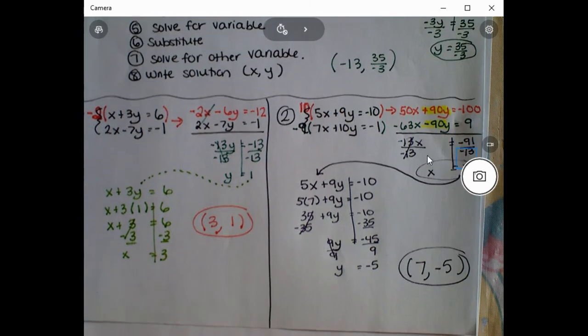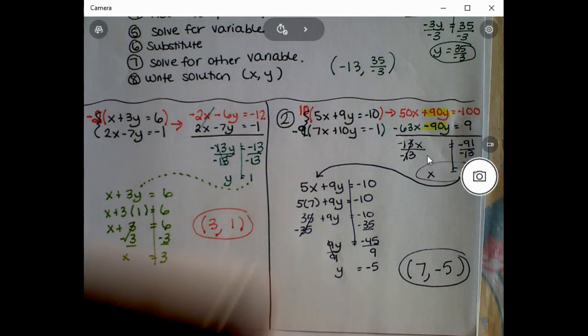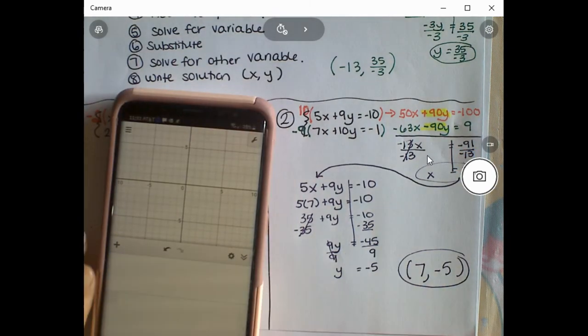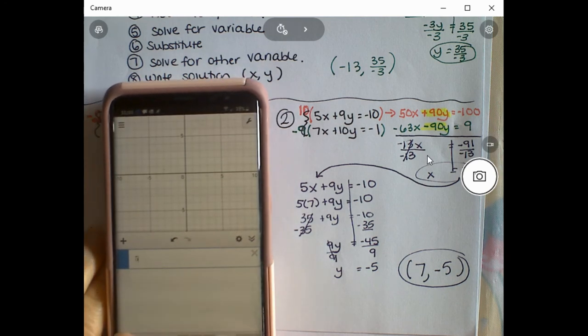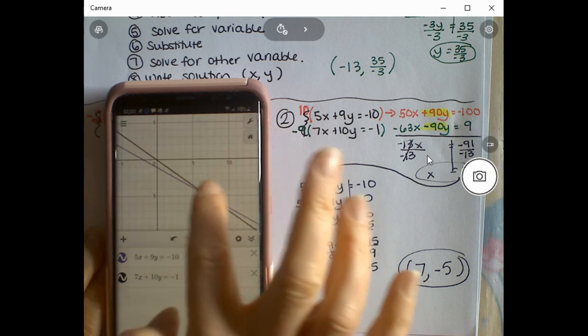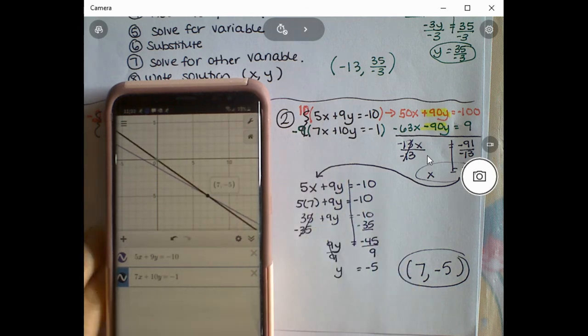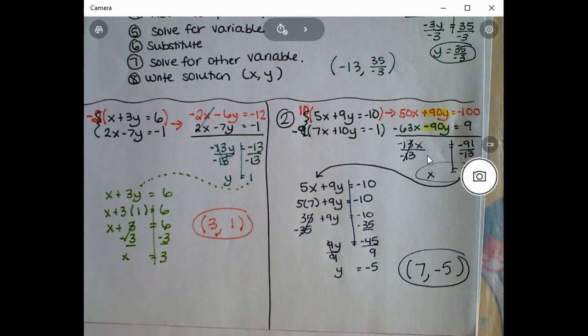And one more time, let's verify that by checking it in Desmos. Remember to check in Desmos. You don't substitute your original equations, you just write them down. 7x plus 10y equals negative 1. All right. And here's our intersection point, 7, negative 5. 7, negative 5 is what we got. So we got it right.